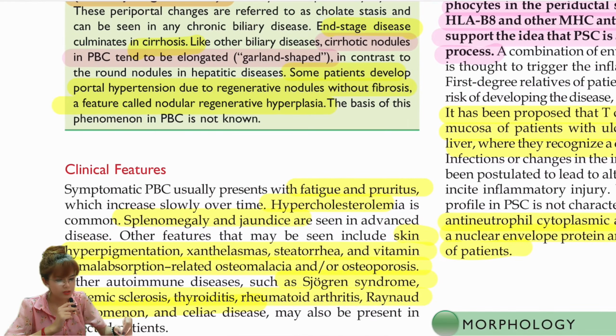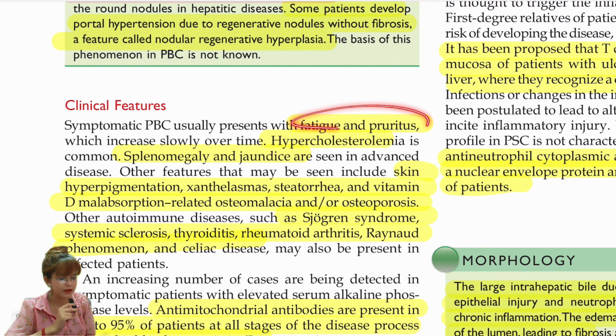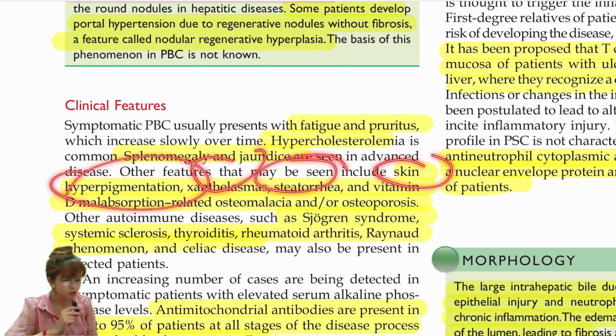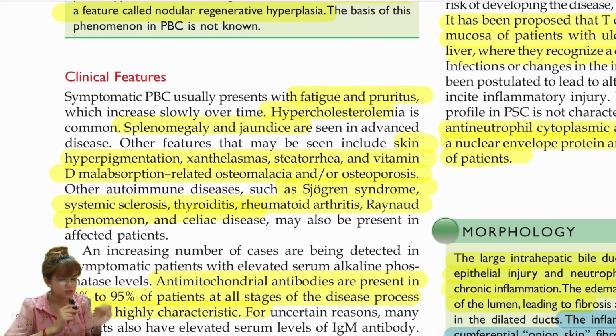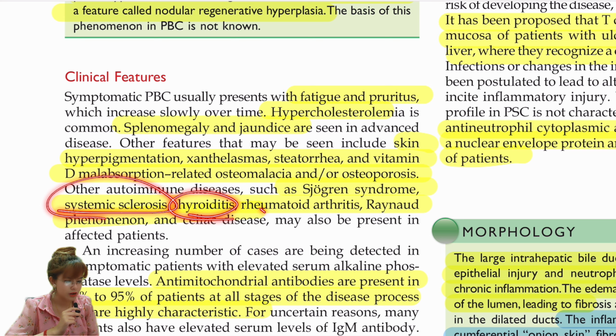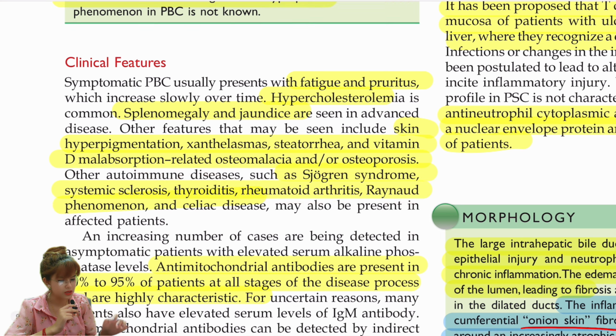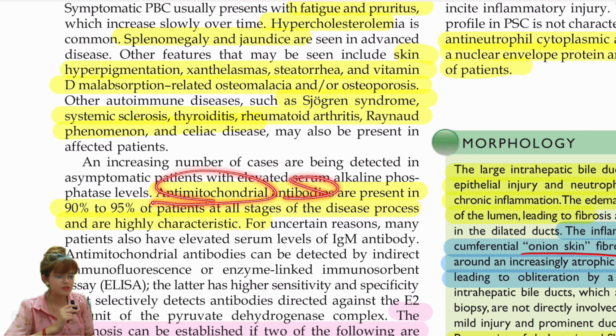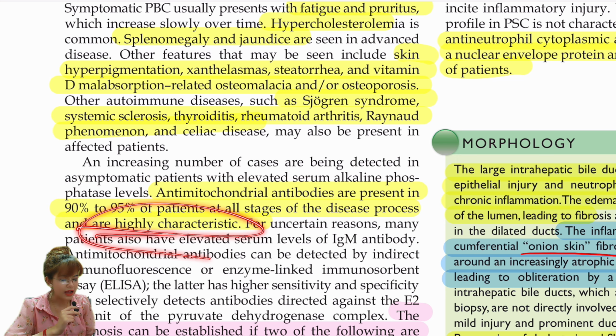Now if you talk about the clinical features, then you have fatigue, pruritus, splenomegaly, jaundice, hyperpigmentation, xanthelasma, steatorrhea, vitamin D malabsorption, osteoporosis, and the associated diseases are Sjogren's syndrome, a very important MCQ point already given in your chart, and then systemic sclerosis, thyroiditis, rheumatoid arthritis, Raynaud's phenomenon, all of these points. Now, antimitochondrial antibodies are present in 90 to 95% of patients at all stages of the disease, which is highly characteristic.